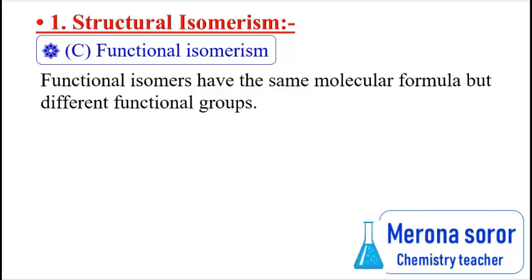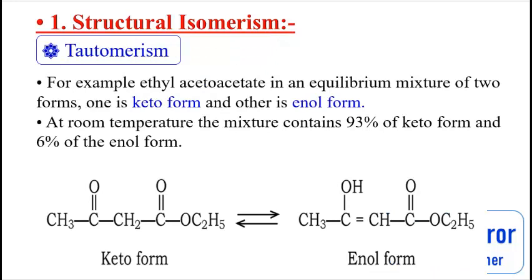Functional isomerism. Functional isomers have the same molecular formula but different functional groups. For example, ethyl acetoacetate is an equilibrium mixture of 2 forms. One is the ketone form and the other is the enol form. At room temperature, the mixture contains 93% of the ketone form and 7% of the enol form. In front of you, the 2 isomers, ketone form and enol form.